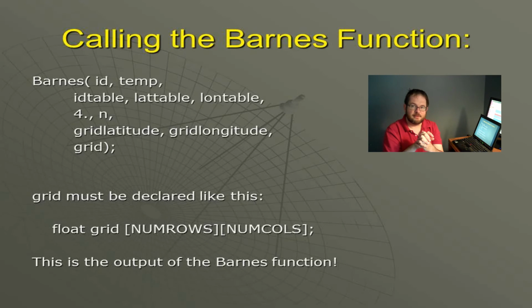Whatever. It has to be declared to be a floating point grid. It has to be declared to have num rows in it and num columns in it. Okay, that's why those pound-defined constants are pretty nifty, because if later you want to have more rows and more columns, you just change it in one place at the top of your program. This is where the output is going to get put.